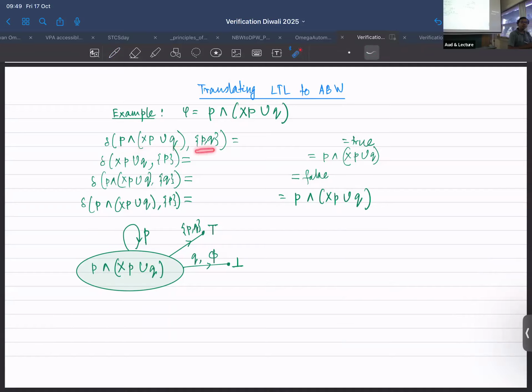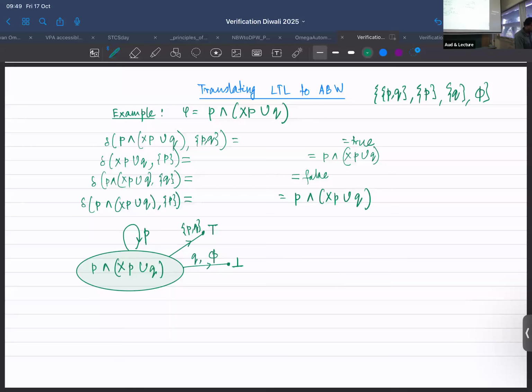And what are my atomic propositions here? P and Q, right? So the alphabet has 4 letters: P, PQ, Q, and the empty set, right? So let's do this for each of them. So if you do PQ, then what do you get?